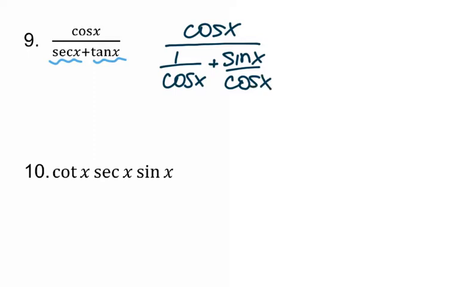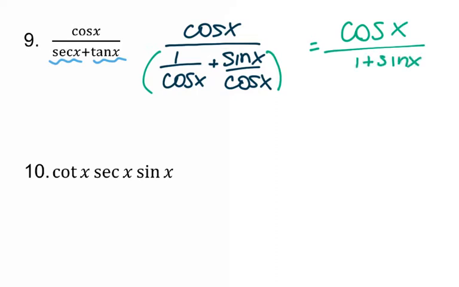And now take a look at these two fractions. We can add them because they have the same denominator. So on the numerator, we'll have cosine x. On the denominator, we'll have 1 plus sine x over cosine x. And now we have a complex fraction. So I'll go ahead and rewrite that here.